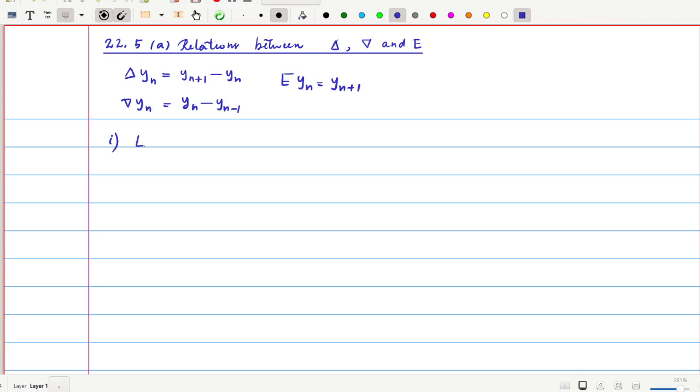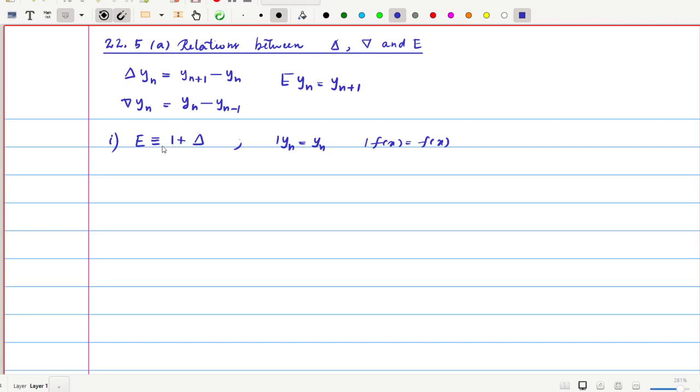First relation is E is equivalent to 1 plus delta, and this 1 is the identity operator, that is 1 of yn is equal to yn itself, or 1 of f of x is equal to f of x itself. It is denoted by the symbol 1. In the textbook we use this 1 and we can identify it as I.